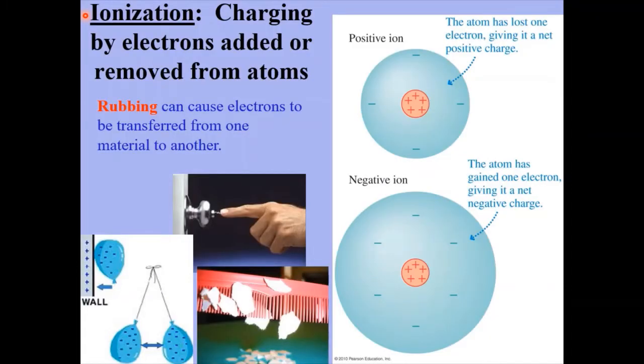We saw in the video of the Van de Graaff machine that we can ionize something or charge it. And so the term ionization means charging by electrons added or removed from atoms. So for example, rubbing two different materials together or placing them in contact with each other can cause electrons to be transferred from one material to another.